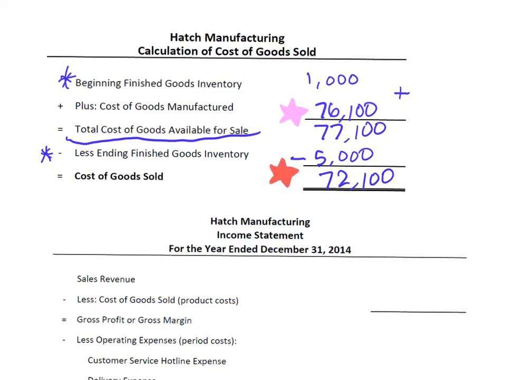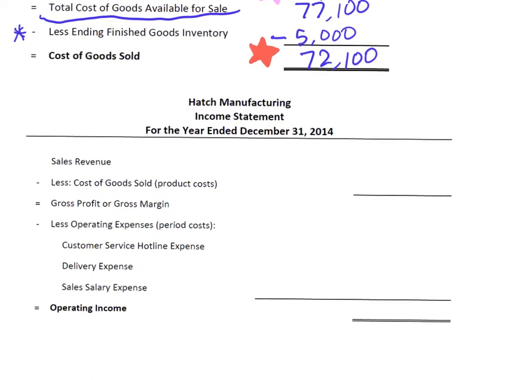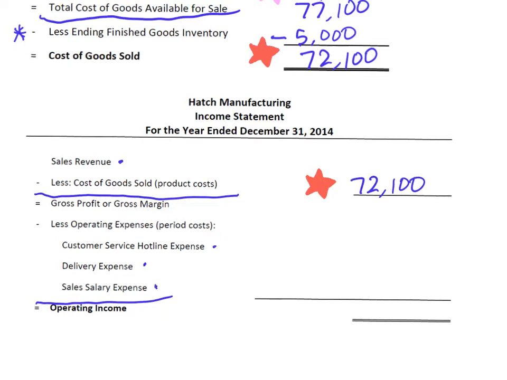So now let's move down to our income statement. So we just calculated up above our cost of goods sold, so we'll pull that number with the red star down into our income statement. So on our income statement, we're going to calculate operating income, we're going to calculate gross profit. So all the other items here, we need to go back and once again find them from our data set. So sales revenue, and then our three operating expenses here, customer service hotline, delivery, and sales salary.